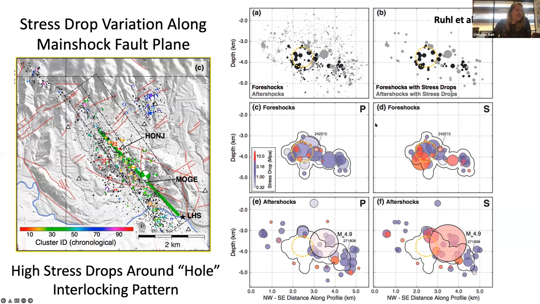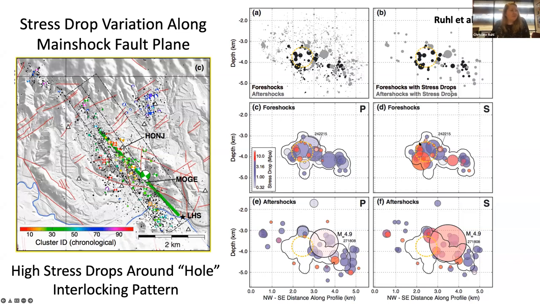What you can also see is that where the densest ring of foreshock activity is, all these black events are foreshocks, and this yellow ring, I'm trying to highlight that there's a dense ring of foreshocks there. And that's where we have the most high stress drop foreshocks happening. We have this big ring of high stress drop foreshocks.